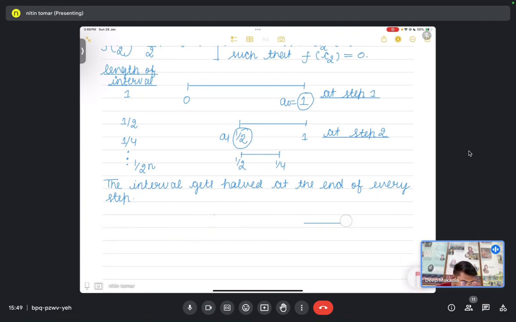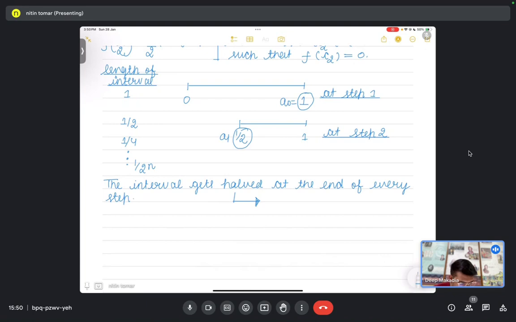So you keep on doing this. Basically, what I'm trying to say is, you keep on repeating this, you will get a sequence of numbers that will converge to your root. Correct? It should converge to your root because the intervals are getting smaller and smaller. Does that make sense to all of you? Yeah. So this is called the bisection method, which you must have learned by now, right?